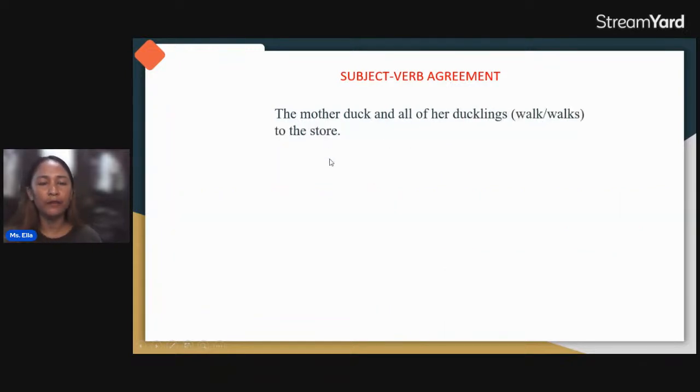Okay, we have here the mother duck and all of her ducklings walks to the store. Again, the mother duck and all of her ducklings walks to the store.